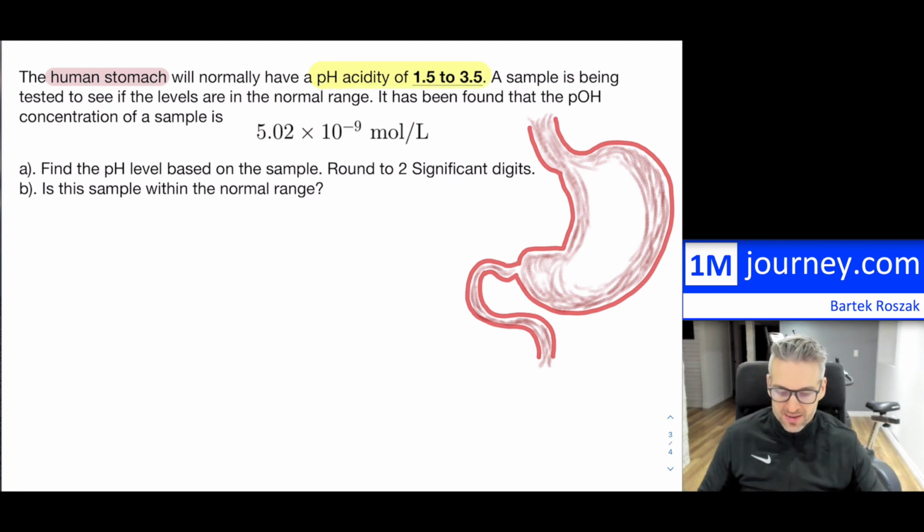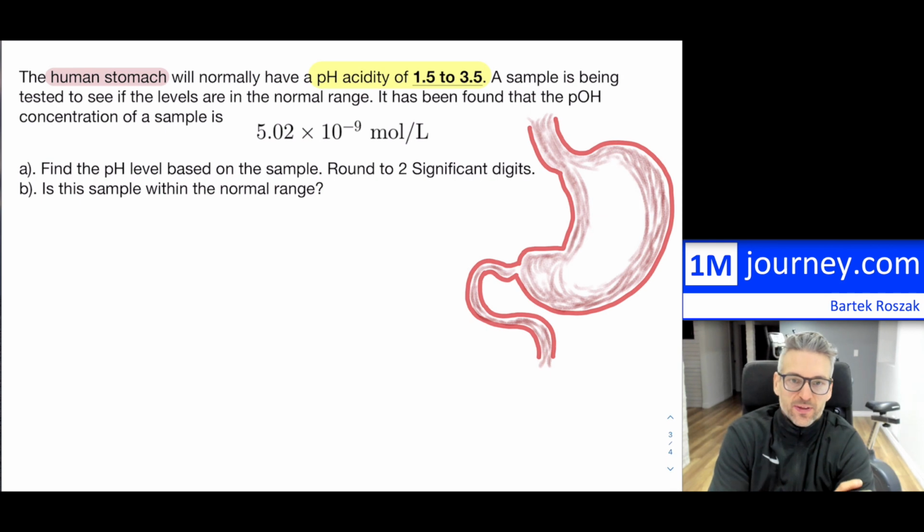So our stomach is relatively acidic, and if we wanted to do some calculations, here's a pretty neat short example to show you how you can calculate the pH, and that will be with the help of logs and exponents. So let's take a look.